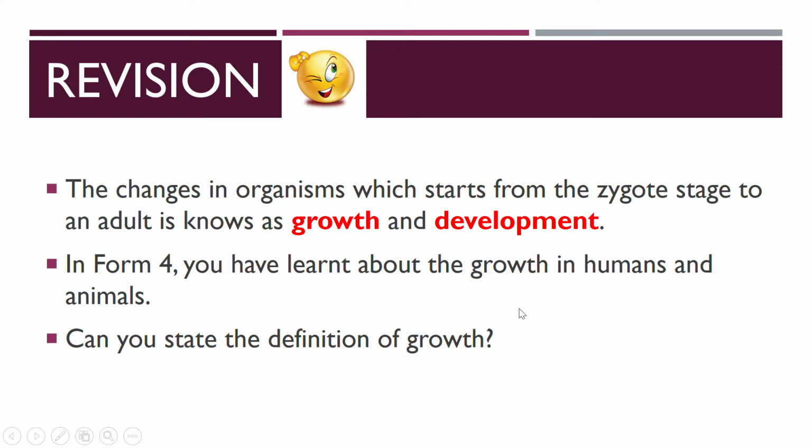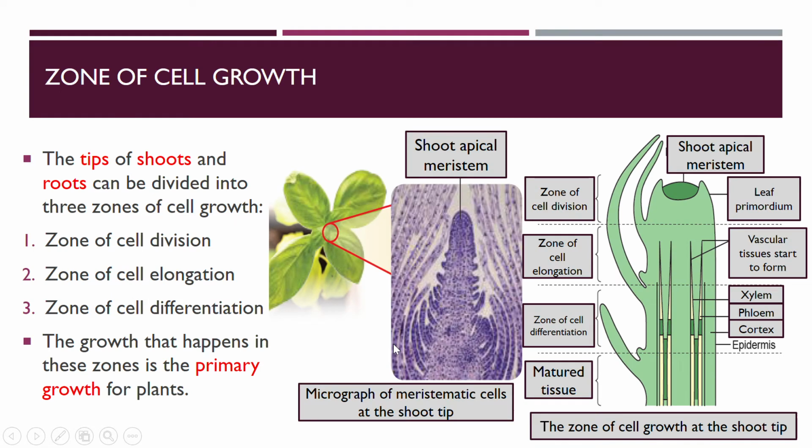Okay, revise. The changes in organisms from zygote to adult is known as growth and development. So you have learned about it actually in humans and animals. Remember back in chapter 15? Okay. So masih ingat apakah definisi bagi pertumbuhan? Okay, let's continue on. Kita fokus untuk melihat kepada zone yang terlibat dalam pertumbuhan sel.